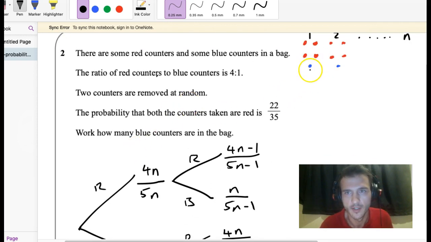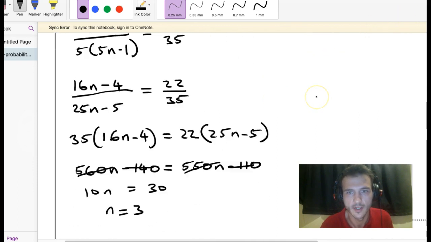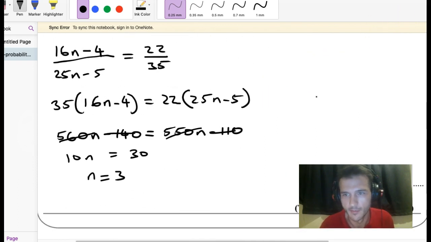Now it's asking how many blue counters. Well, the ratio is 1, so it's 1 times n. n is 3. There are 3 blue counters.